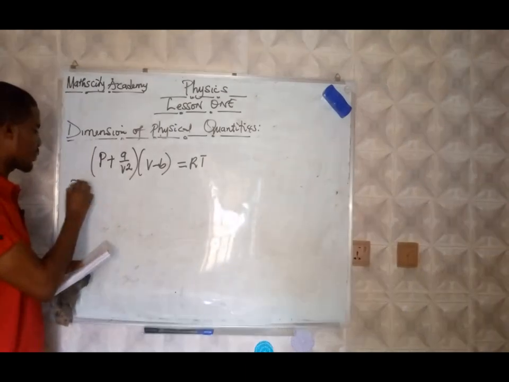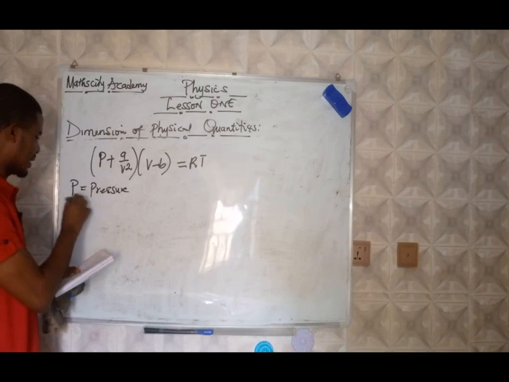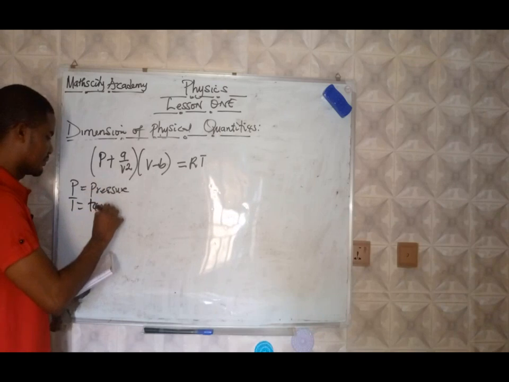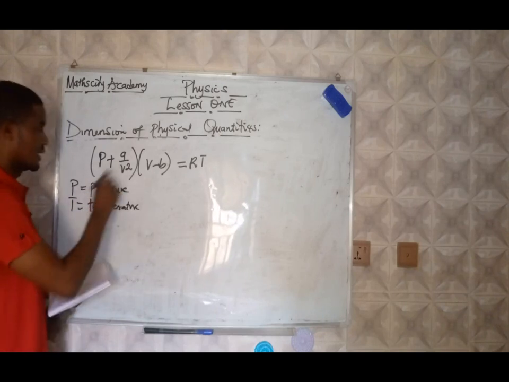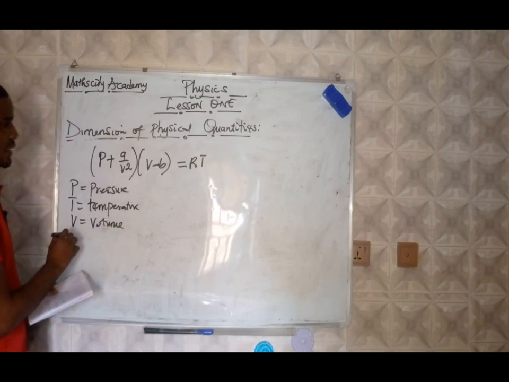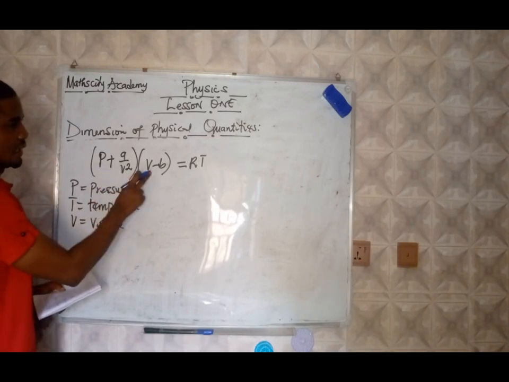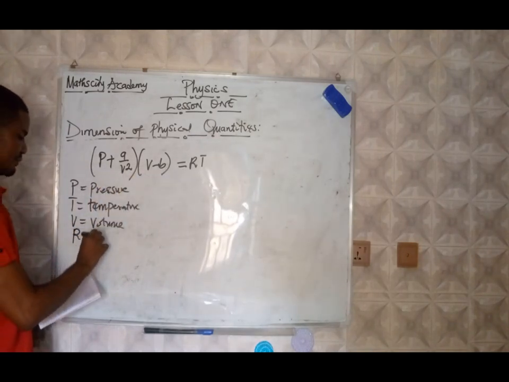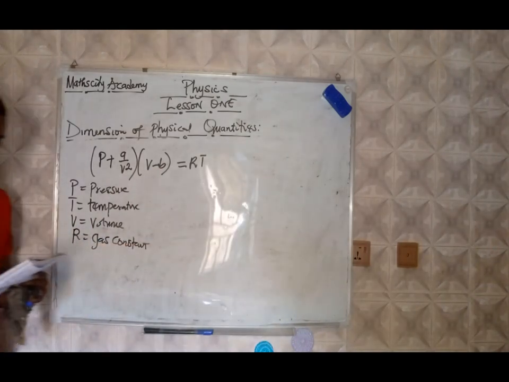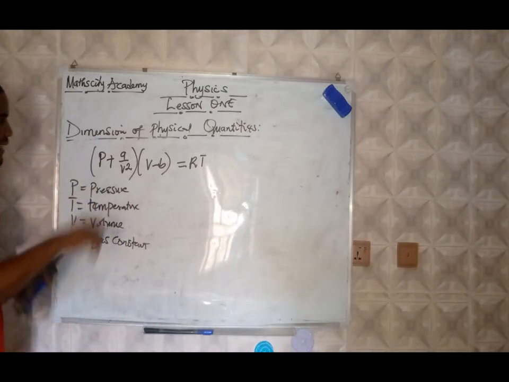If P is pressure, V is volume, and R is the gas constant, T is temperature. Now the question says, find the dimension of A and B.